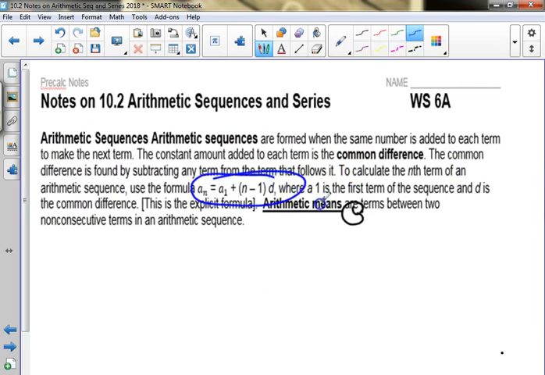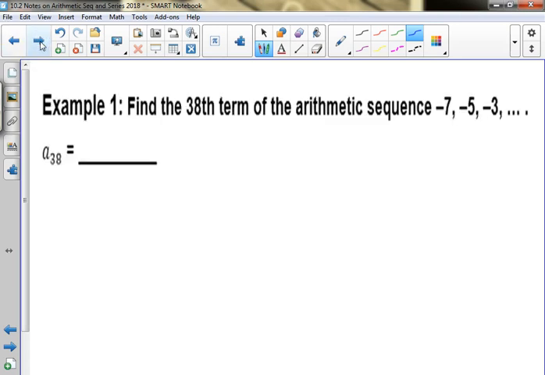This is explicit. Arithmetic means are terms between two non-consecutive terms. So if I know, it'll say find two arithmetic means between 6 and 11. And it means there's two missing terms in an arithmetic sequence. Okay. We'll practice that in a second. So this one says find the 38th term. So this is review. Can anybody say how we might do that?